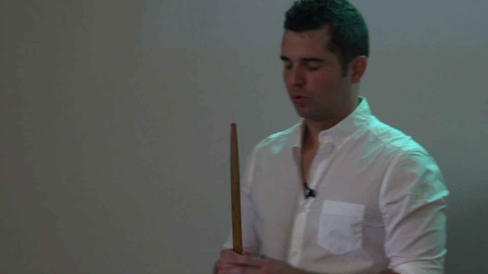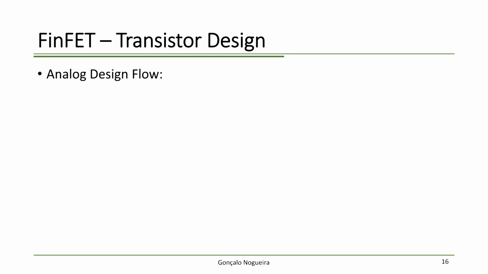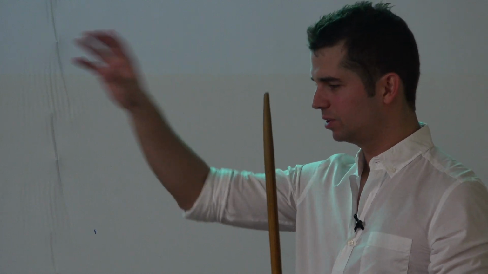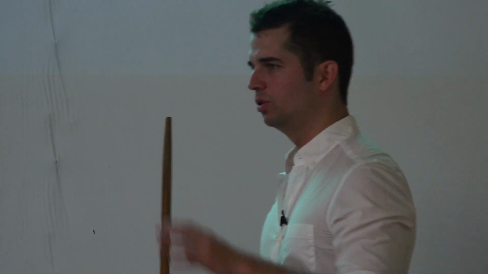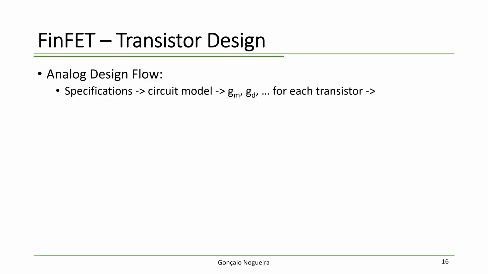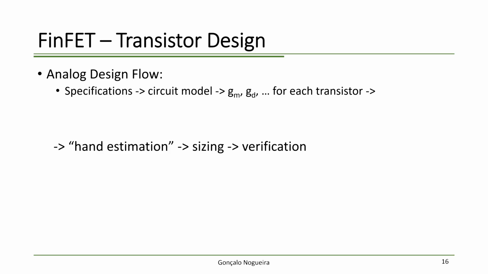Now, why is this important? Let's talk about the analog design flow. When you're designing a circuit, you define some specs. I want the circuit to work like this. You define a circuit. Okay, I'm going to set the transistor like this, like that. And you define, okay, this needs to have a certain GM, certain GDS. And for people like me that just got out fresh off uni, my first idea is, okay, let's do hand estimation.